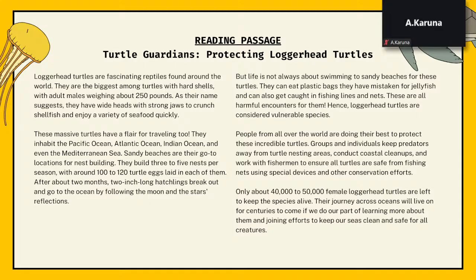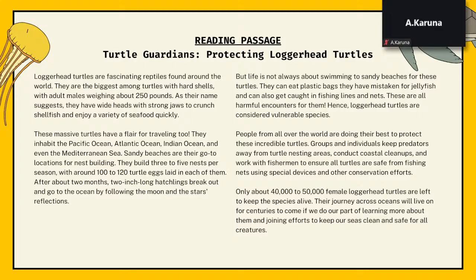Sandy beaches are their go-to locations for nest building. They build 3 to 5 nests per season with around 100 to 120 turtle eggs laid in each of them. After about 2 months, 2-inch-long hatchlings break out and go to the ocean by following the moon and the stars' reflections. But life is not always about swimming to sandy beaches for these turtles. They can eat plastic bags they have mistaken for jellyfish, but can also get caught in fishing lines and nets. These are all harmful encounters for them. Hence, loggerhead turtles are considered vulnerable species.